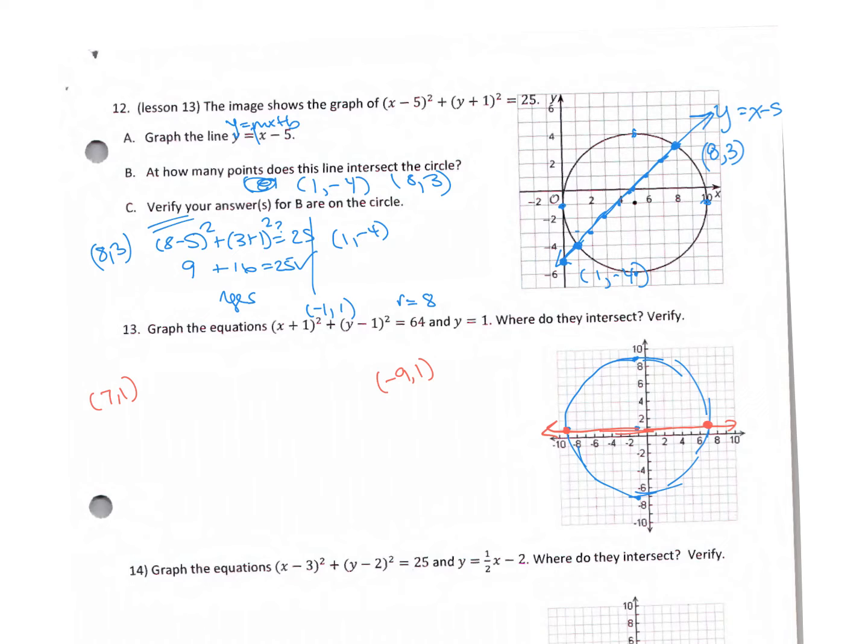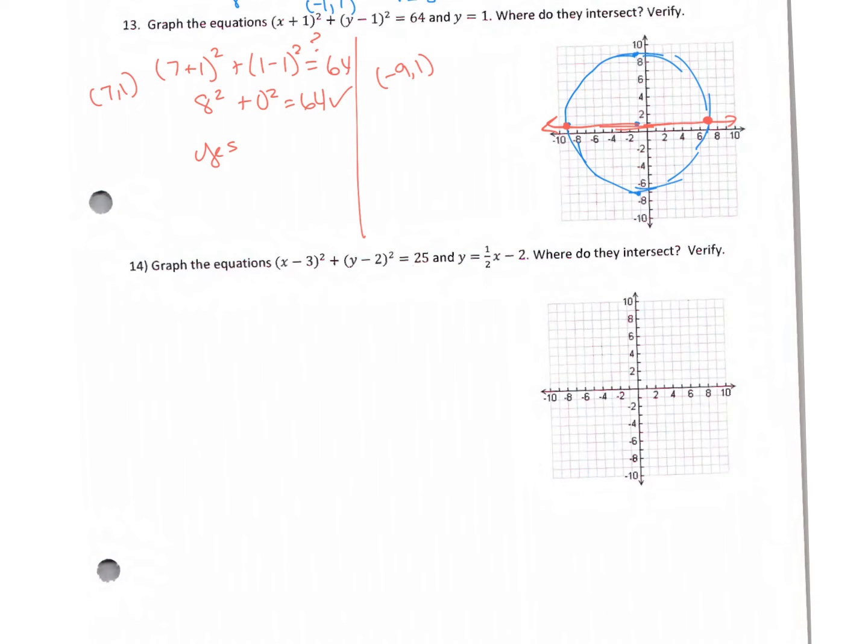Verify. So you guys, I know that they're on my line, so now I'm going to verify it's on my circle. I plug in my 7 for x, and I plug in my 1 for y, and I'm trying to see if it equals 64. So I get 8 squared plus 0 squared, and I definitely know that that's 64. So yes, (7, 1) is on my circle. I'm going to do the same thing for (negative 9, 1). Okay, so let's jump down to the next question.